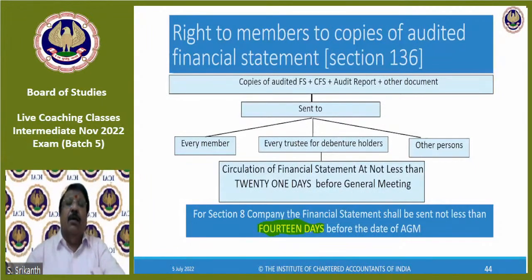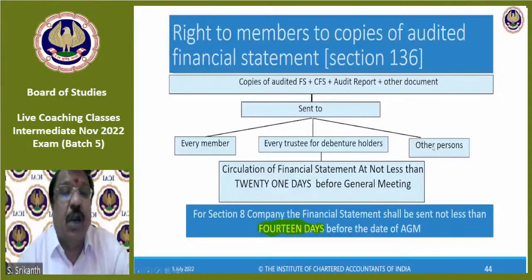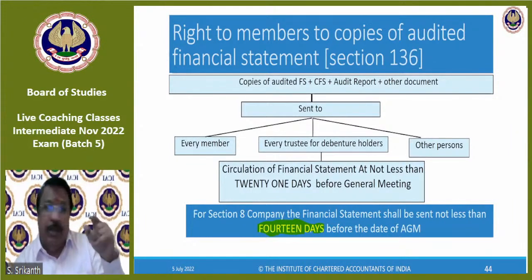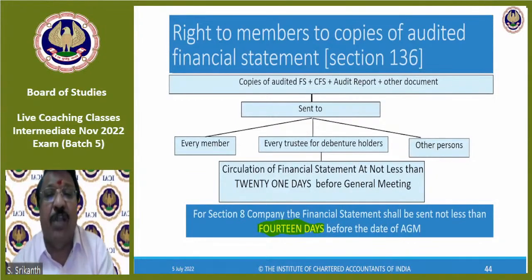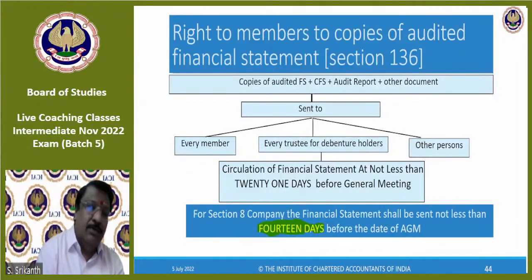Other persons like whoever is entitled, for example, SEBI, if you're listed with the stock exchange. These are contractual. Whenever you borrow money from a bank, one of the conditions in that loan agreement will be that every year you have to file annual audited financial statements. It's part of the contract. The income tax department too: every company has to upload its audited financial statement along with the return.